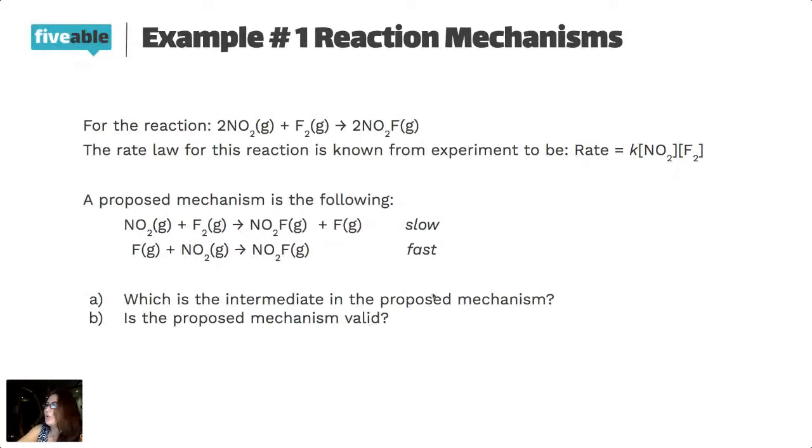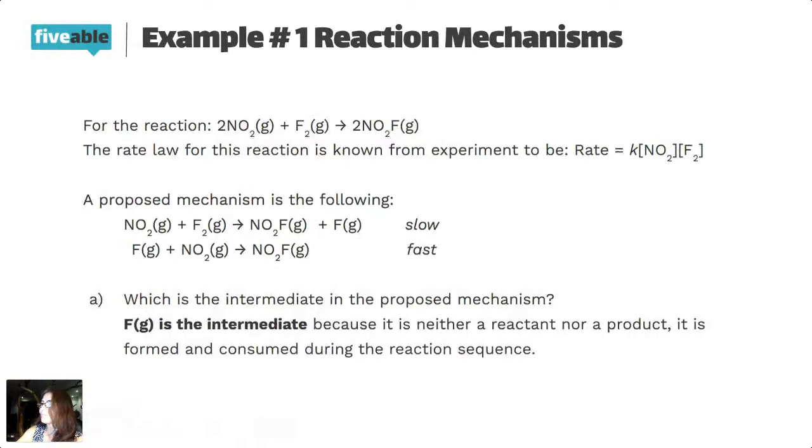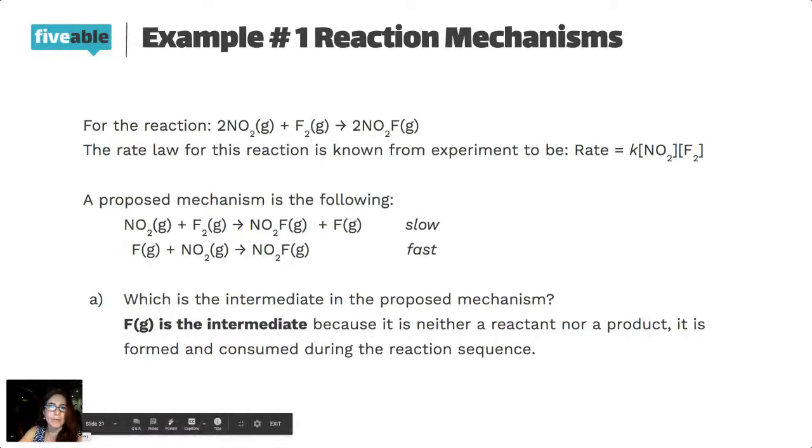Very good. How do you know? Because it's not in the overall reaction. It is formed in the first step, and then it's consumed in the second step. So that's why it is considered an intermediate. Okay, and now let's move on to letter B. What do we need to do to check if it's an acceptable mechanism? It needs to pass the 2 requirements. Do you remember what the 2 requirements were?